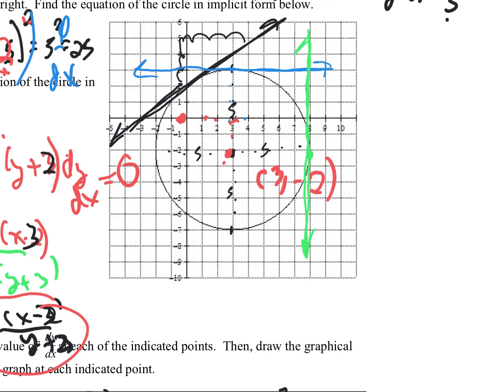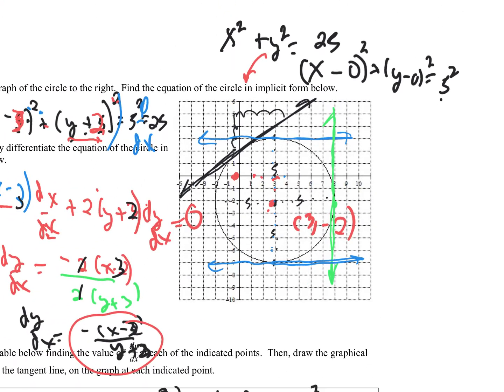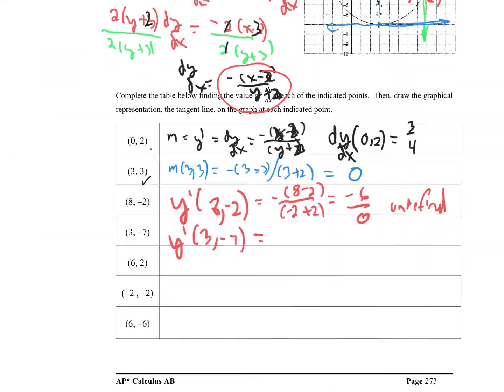1, the 3, negative 7. Oh, 3, 1, 2, 3, 4. So, well, that's not exciting. I have a feeling that should be 0. Let's do it.